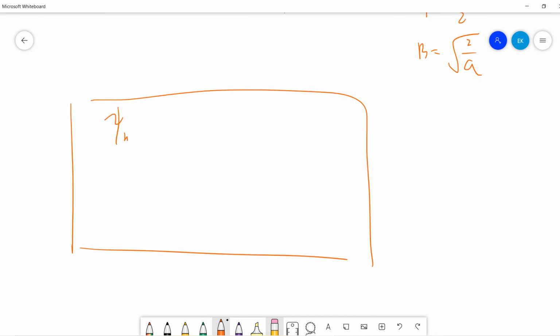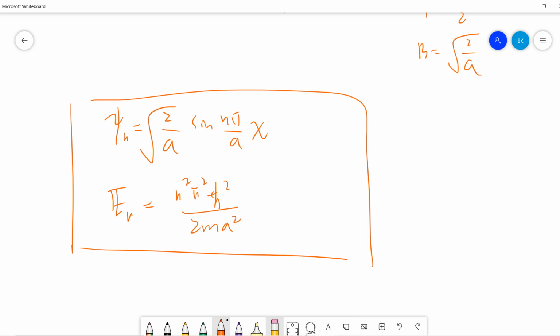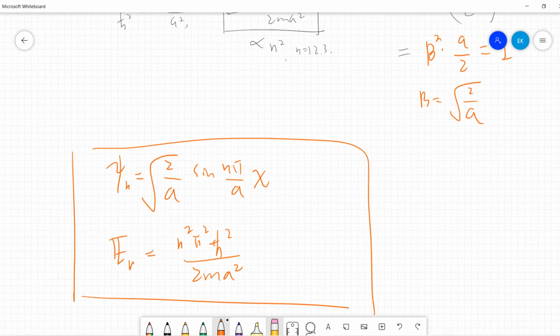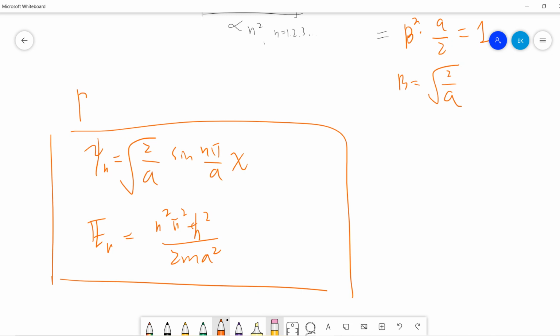So basically phi n is the square root of 2 over a times sine of n pi x divided by a, and E n is just n squared pi squared h bar squared over 2ma squared. So this is the result of the particle in the box.